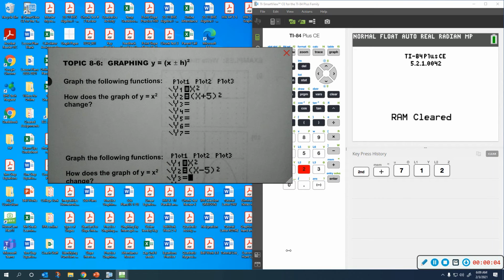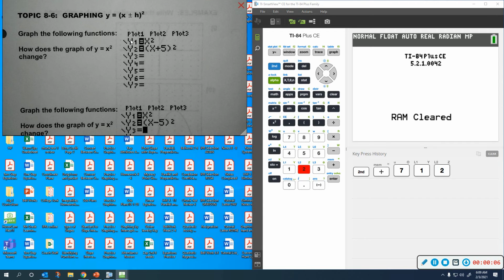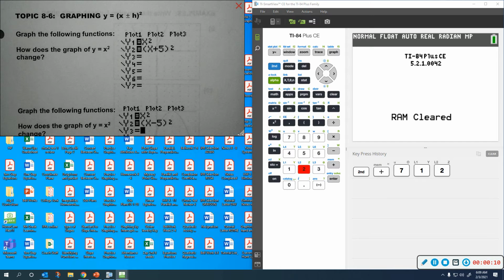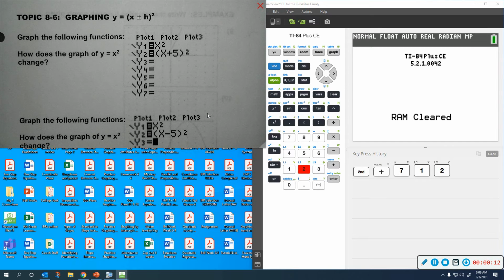Today's notes, we're going to go over graphing y equals (x plus h) squared, which is where we're going to get some adjustments on a little bit different axis. I'm going to use the digital calculator this time because this is probably what you're using at home. Maybe this will make more sense than the last one.